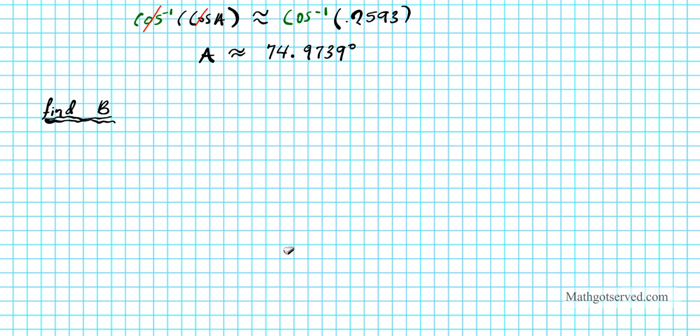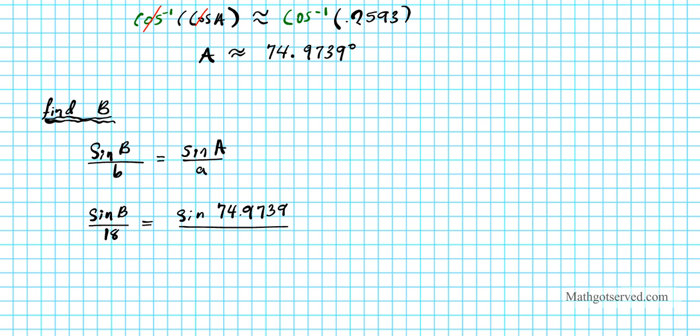So to do that, we're gonna do sine of big B over little b, since we're looking for big B first, equals the other ratio we know, the a's, right? So sine of big A over little a. Okay, so let's plug in the values. We're going to have sine of B over little b, which is 18, equals sine of the previous answer we got, which is the value of angle A, 74.9739, divided by lowercase a, which is 26. Now let's get sine B by itself. What we're going to do is multiply both sides by 18. 18 and 18 cancel out.